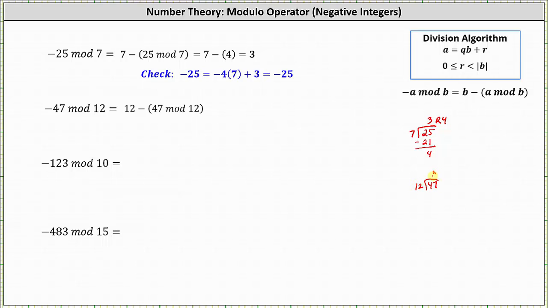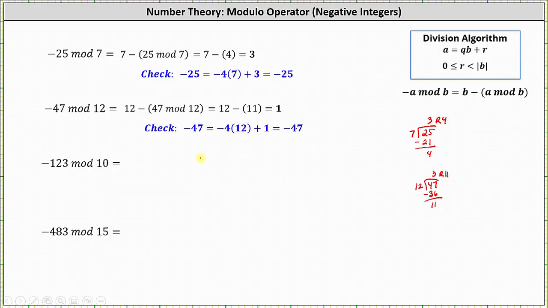There are 3 12s in 47. 3 times 12 is 36. Subtracting, we have a remainder of 11. Going back to our work, this gives us 12 minus 11, which is equal to positive 1. 1 is the remainder greater than or equal to 0 and less than 12 when negative 47 is divided by 12. Checking our work, negative 47 can be expressed as negative 4 times 12 plus 1, verifying our work is correct.